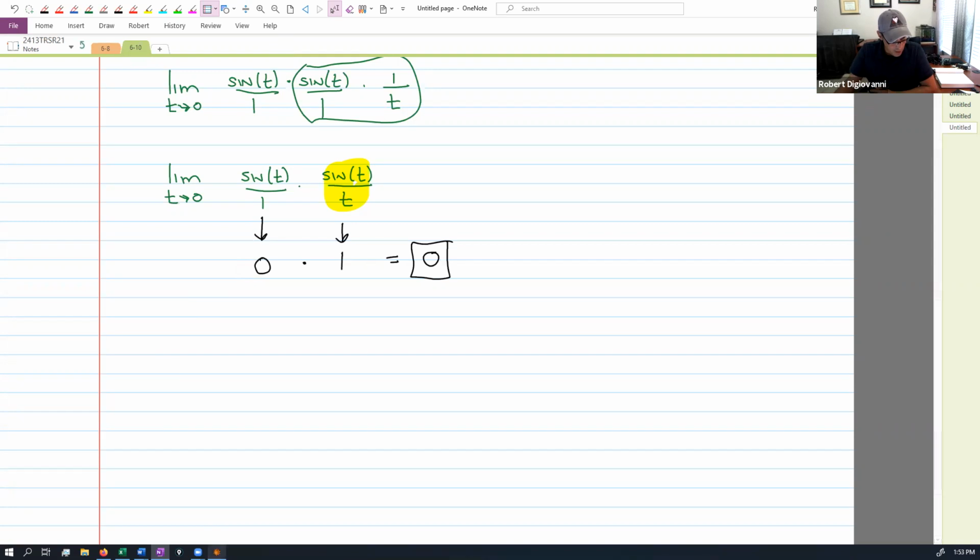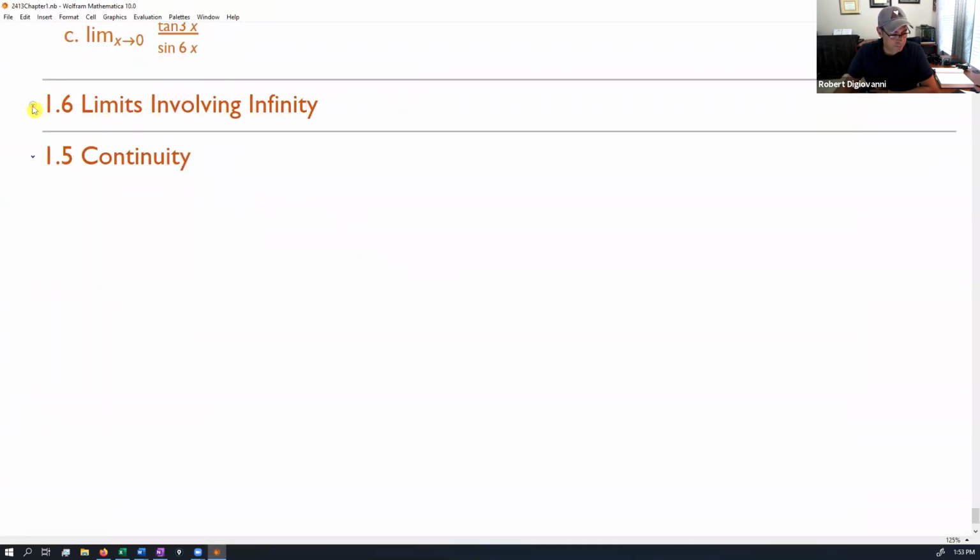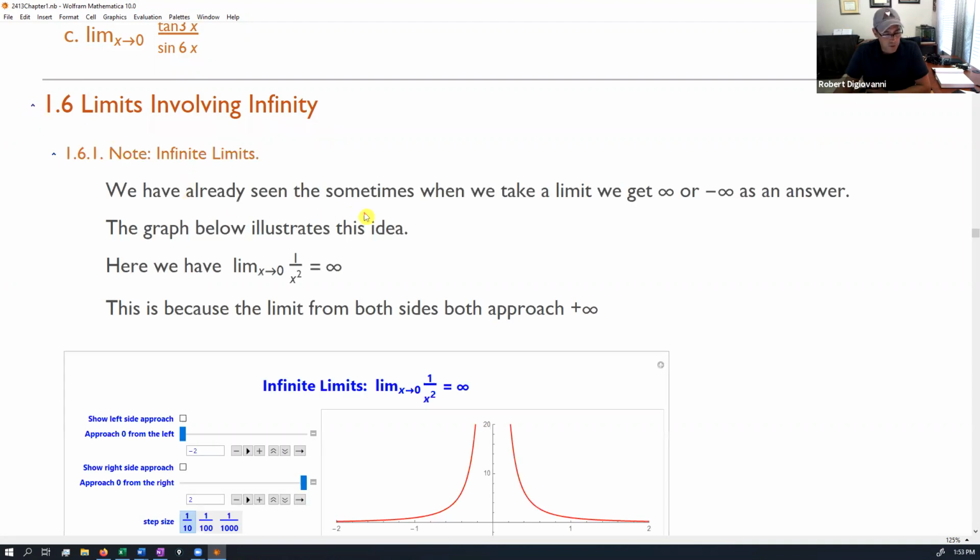Okay, all right. So 1.6. Now what we're going to do is deal with limits that involve infinity. Remember, infinity is not a number, right? Infinity is an idea. So you can never say, oh, x equals infinity. That makes no sense, all right? So we'll start off there.